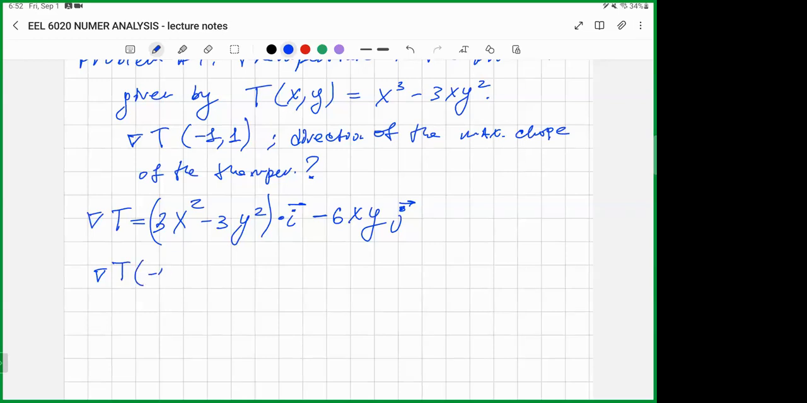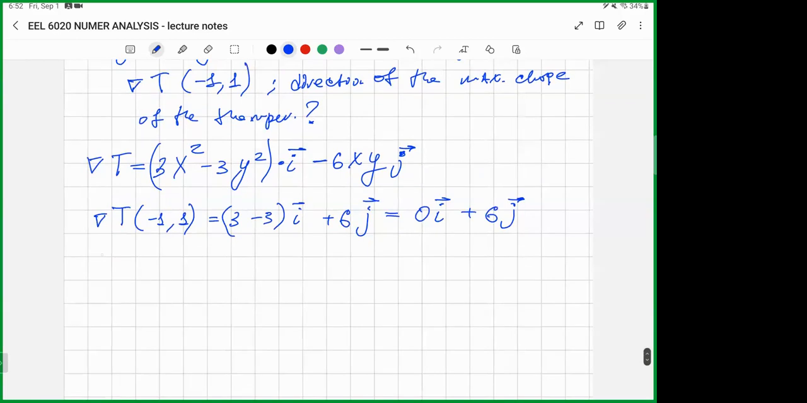So let's substitute 1 for x, minus 1 for y. This is given by 3 minus 3 i, so it's going to be 0, plus 6j. Okay, so the answer is 0 times i plus 6 times j. Okay, and the modulus of this gradient at the point 1, minus 1 is equal to 6.